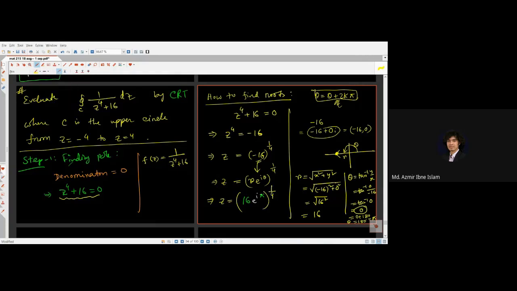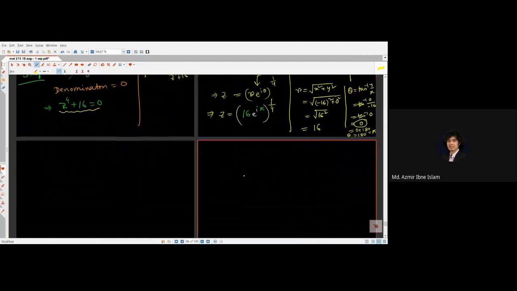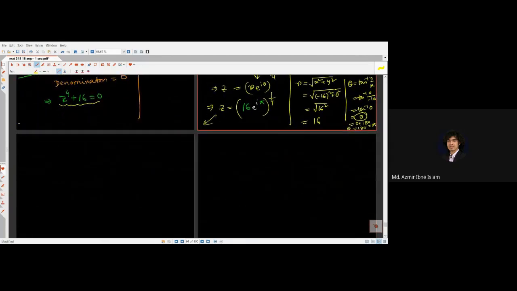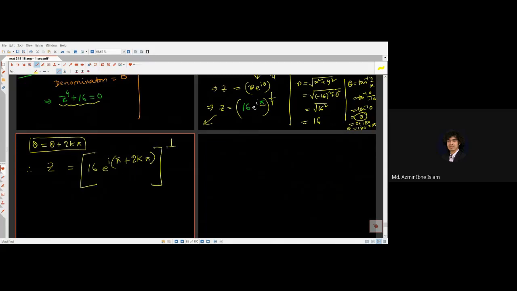Power 1/4. So now we have to input theta equal to theta plus 2k pi. So z equal to 16 e to the power i theta, so that should be theta plus 2k pi. So pi plus 2k pi. Is that okay? Yes, sir. And we have power 1/4.